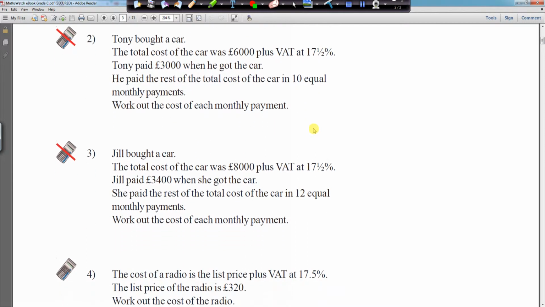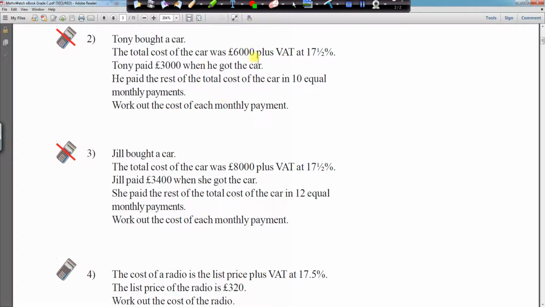Question number 2. Tony bought a car. The total cost of the car was £6,000 plus VAT at 17.5%. Tony paid £3,000 when he got the car. He paid the rest of the total cost of the car in 10 equal monthly payments. Work out the cost of each monthly payment.